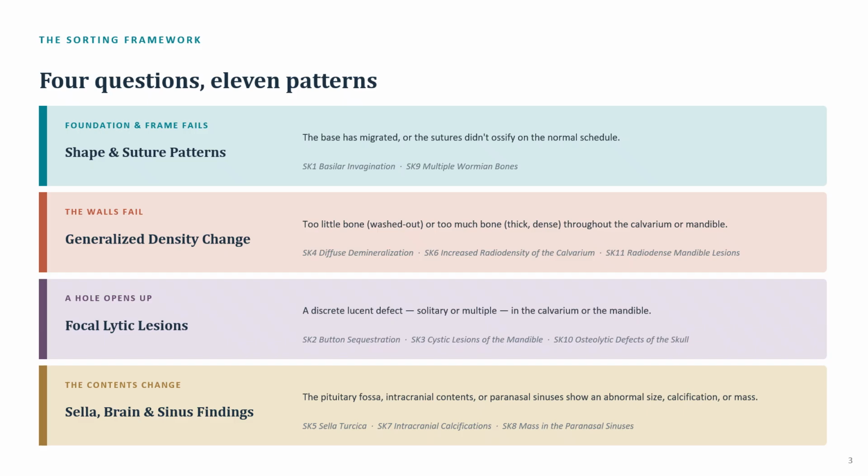And the last category is where we see that there is some sort of content change, whether it's an abnormal size, whether there's calcification or some sort of mass, and it could be in the pituitary fossa, it could be in the brain itself, or it can be in the sinuses. There can also be some sella turcica changes or some sort of intracranial calcifications as well as sinus masses.